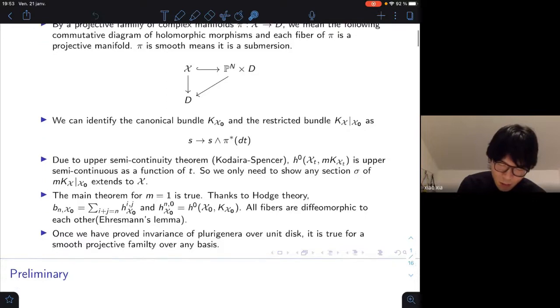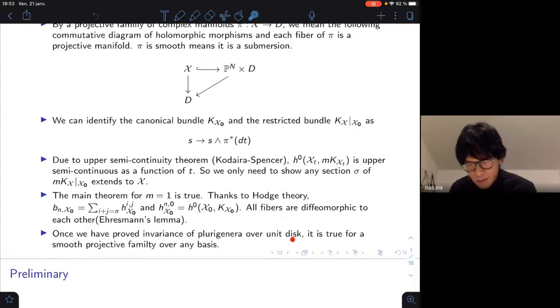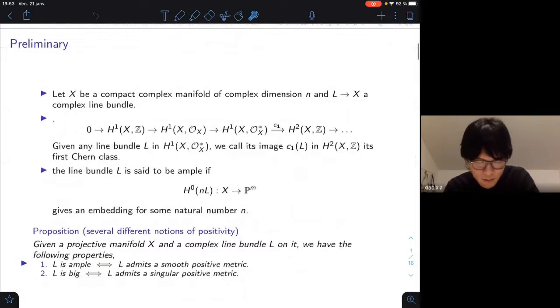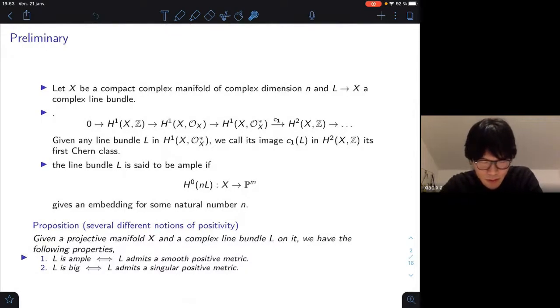I want to mention that although our base is a unit disk, once we prove the invariance of plurigenera on a unit disk, it is true for any smooth family over any base, because you can link two points by a sequence of disks. Okay, now a little preliminary to recall some basic notations.